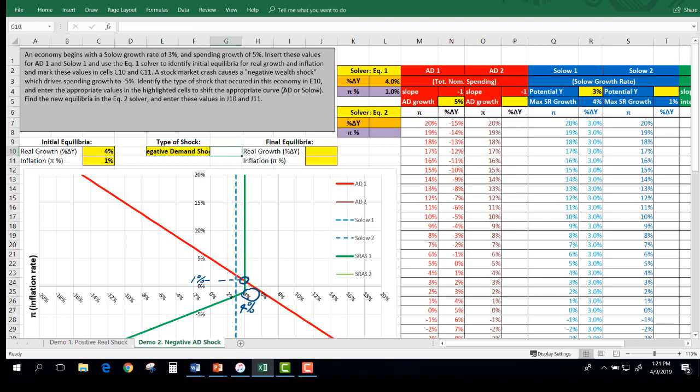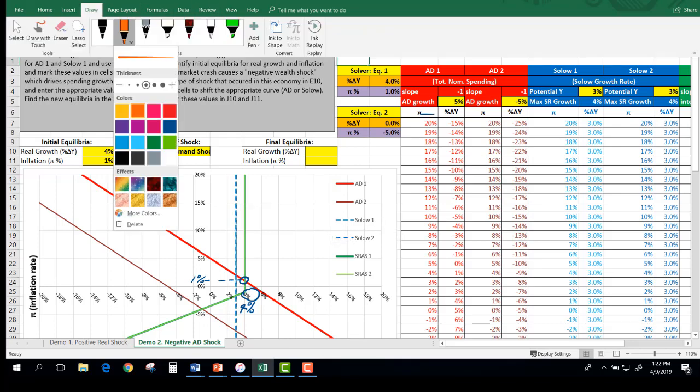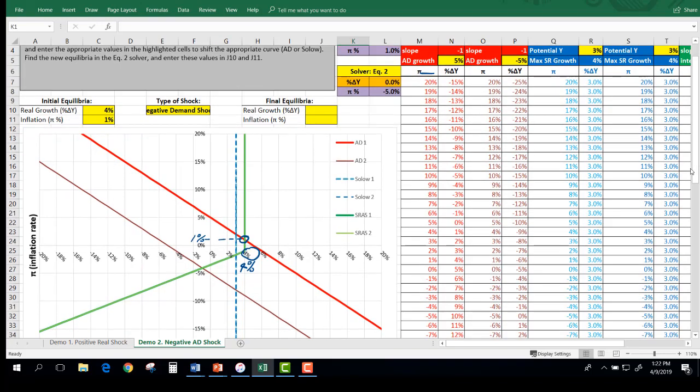Okay, and then let's plug the values in. Spending growth is going to go to minus 5%. Minus 5. Now, there's no indication that the SRAS growth rate changed. And in the homework, I'll be very explicit. Did it change or not? So it didn't, so that's going to stay at 3%. Okay, and now we're ready to find equilibrium 2. So equilibrium 2, it's going to occur down here where the aggregate demand 2, which is this kind of purplish line, meets the short-run aggregate supply curve right here.